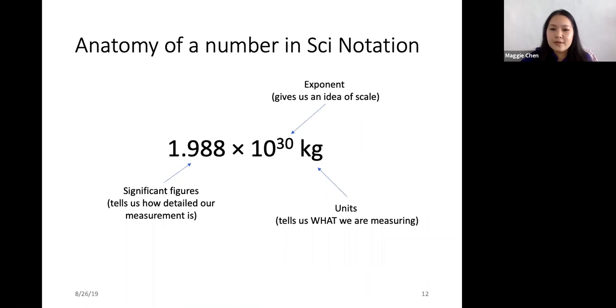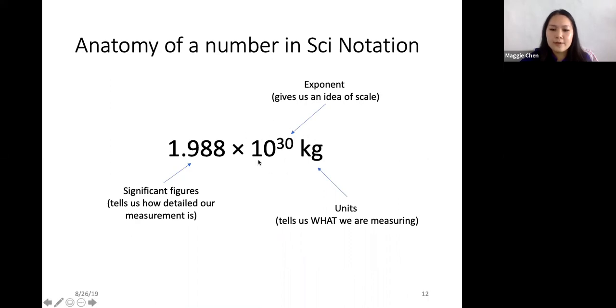So, the breakdown of scientific notation of a number would be, as an example, we have the mass of the sun again. So our 1.988 times 10 to the 30 kilograms. In the front here, these are our significant figures. It's going to tell us how detailed our measurement is. And that's the first part.